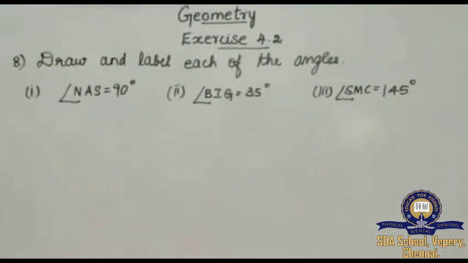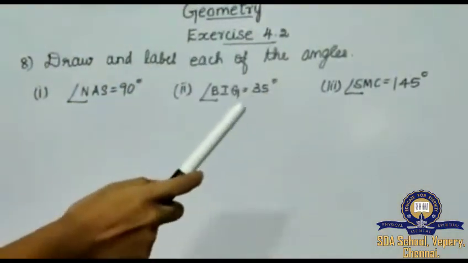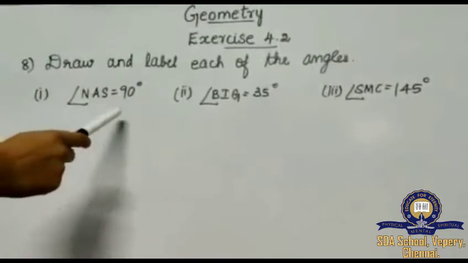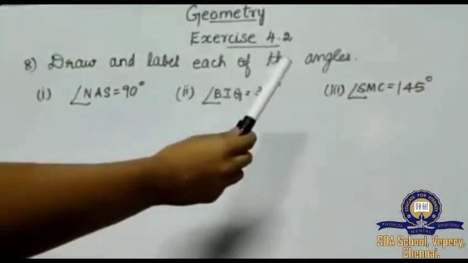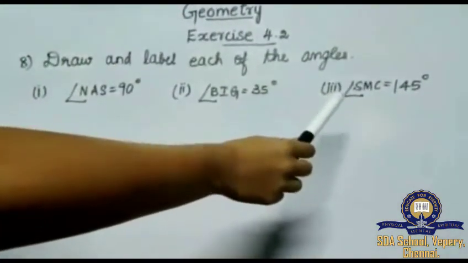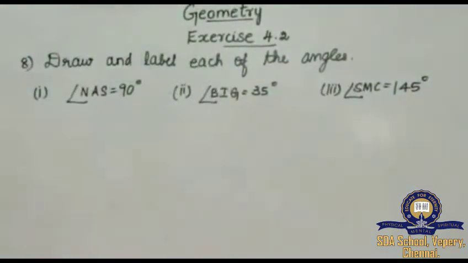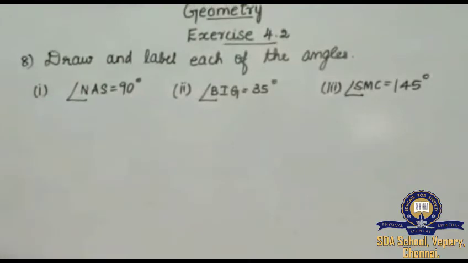Now we'll move on to the 8th sum. Draw and label each of the following angles. First one is angle NAS is equal to 90 degrees. Second one is angle BIG is equal to 35 degrees. The third one is angle SMC is equal to 145 degrees. The fourth one will be your homework. So first I'll move on to NAS is equal to 90 degrees.